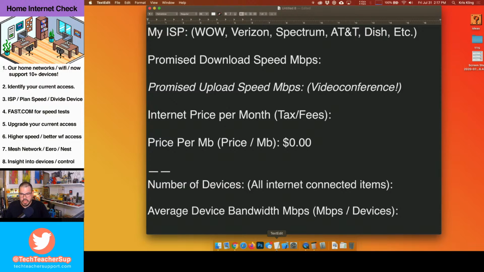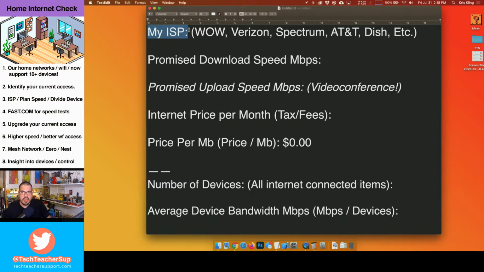So right up here, we're going to start at the top, and we're going to fill in what is your ISP, and that is your internet service provider. And that is the company that you pay to provide you with your internet connection.